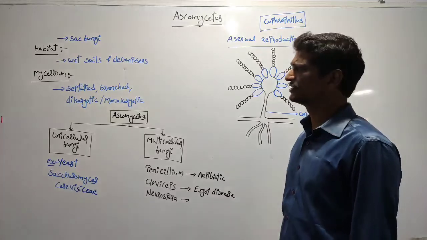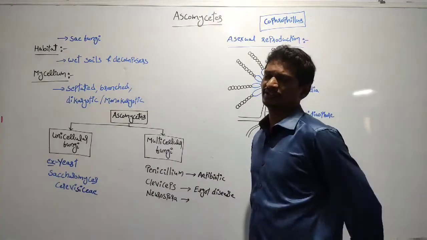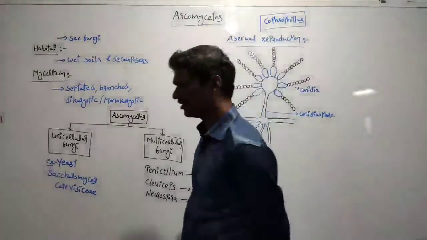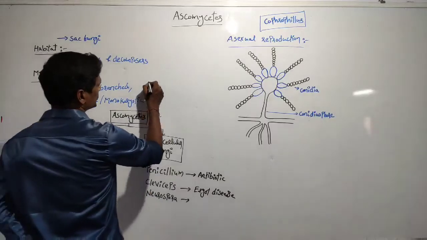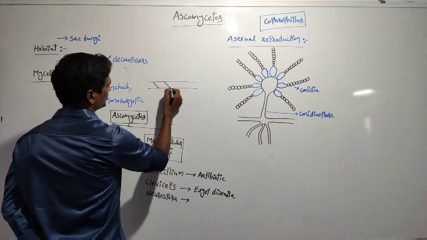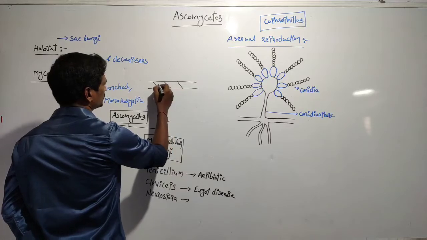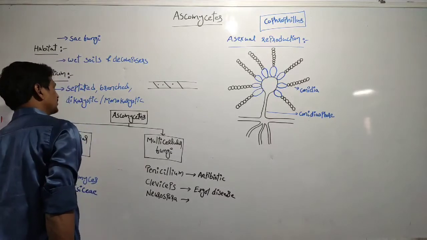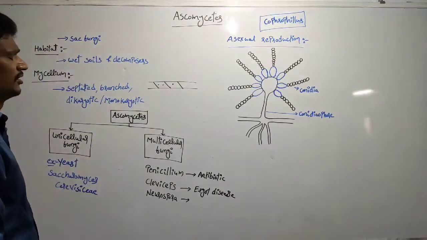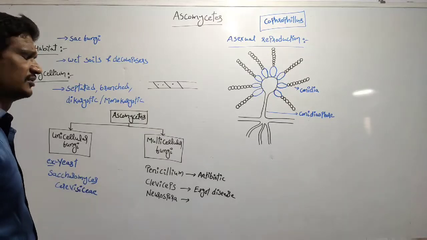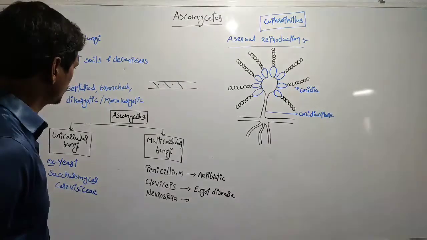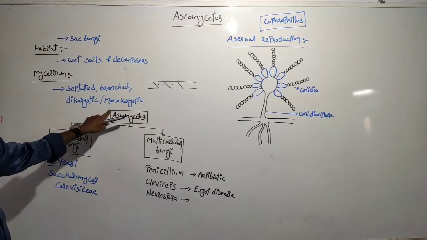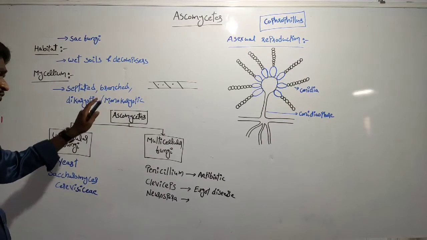Coming to the characteristic features of the mycelium: it is septated and branched. Here septa are present and branches are present. The next one is the dikaryotic or monokaryotic condition. Within the mycelium, septa are present, so it is septated. If two nuclei are present, that is dikaryotic. If only one nucleus is present, that is called monokaryotic. These fungi majorly have the dikaryotic condition, and in certain cases the monokaryotic condition is also present.